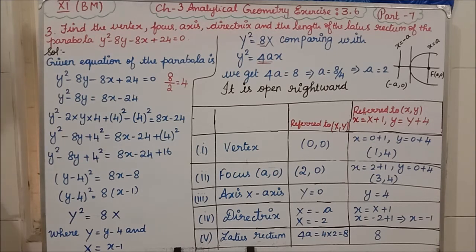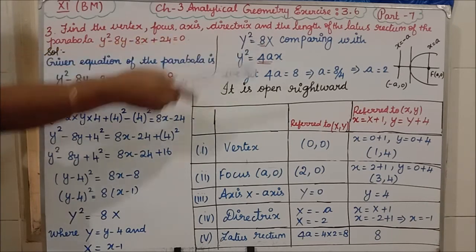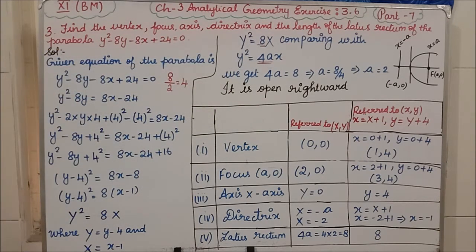Why we are comparing means we have to know what is a. Because in the question they are asking vertex, focus, axis, directrix. For the focus we need a. So only to find the a value we are comparing with the general equation of the rightward parabola. We get 4a, in the place of 4a we are having 8. So 4a equal to 8 means a equal to 8 by 4, I will get a is equal to 2.